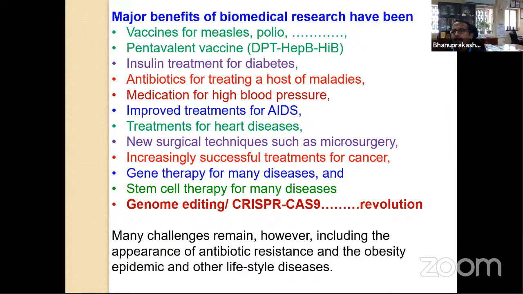Now we know there are many diseases that depend on some problem with a particular gene. Now you can insert that gene. That is gene therapy. So now we have stem cell therapy. There are some cells we can use, for example, for diabetes. You can give islet transplantation in the pancreas, and you can stop the diabetes.